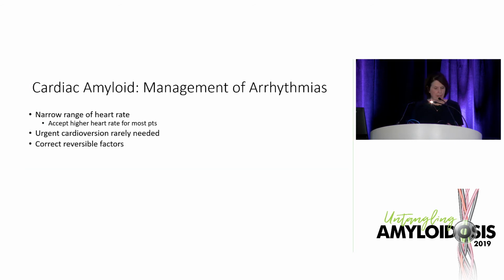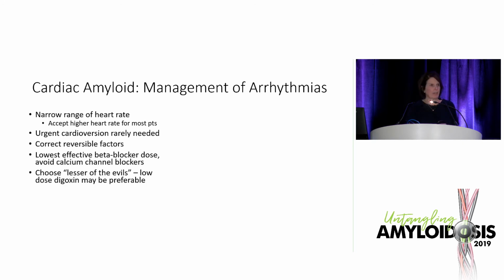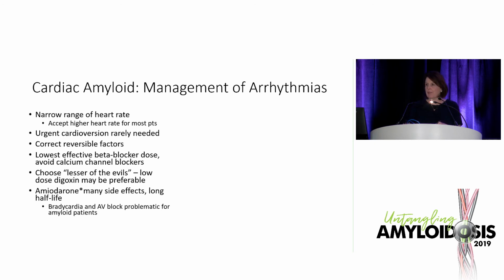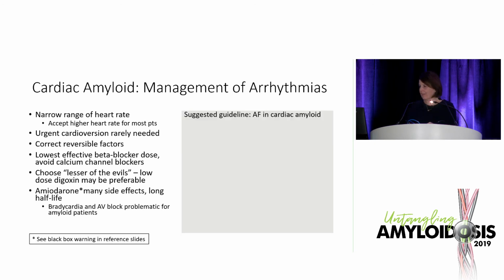So when we think about these arrhythmias, they have a very narrow range of heart rate. Most of the time, you're not going to do an urgent or emergent cardioversion. And you should really think about the lesser of the evils. Beta blockers at low dose, we often have to use for atrial arrhythmias, but higher doses are problematic. And in the interest of time, I won't go into the whole digoxin controversy, except to say that it was mostly in vivo. Never any evidence for the TTR patients that it was bad. And probably at low dose, digoxin might be preferable to amiodarone. Amiodarone does have a black box warning. It has a lot of bad things that can go wrong with it.